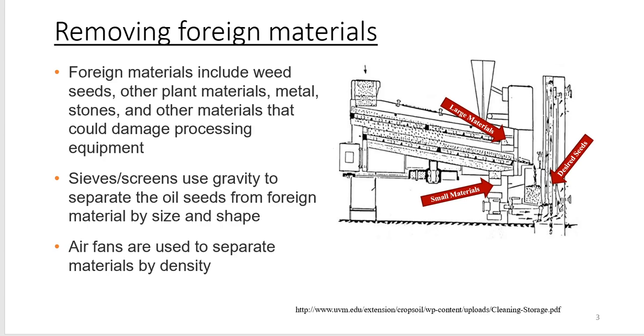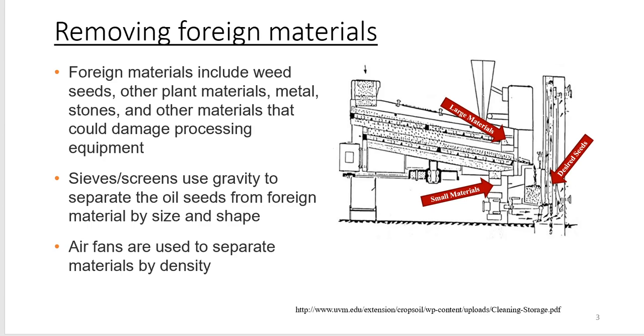We start with removing foreign materials. Because when we harvest the oil seeds from fields, there are some foreign materials in it, such as wheat, seeds, stones, metal, etc. First, we need to separate those foreign materials because they can damage processing equipment and also they will affect the composition of the oil extracted. Therefore, they must be removed.